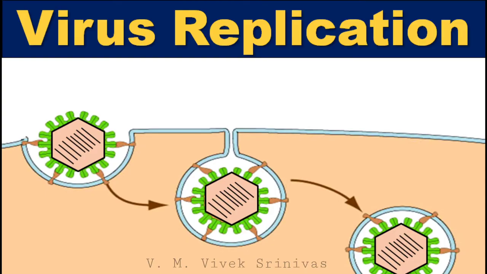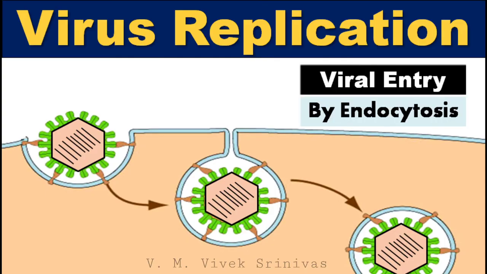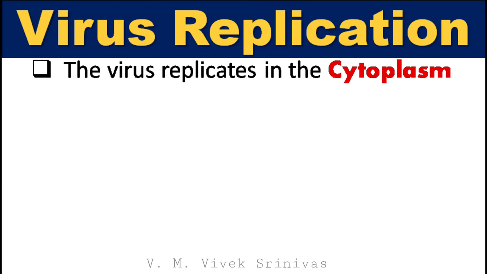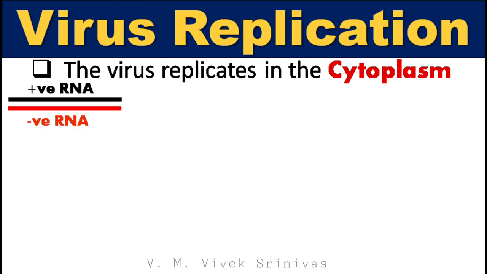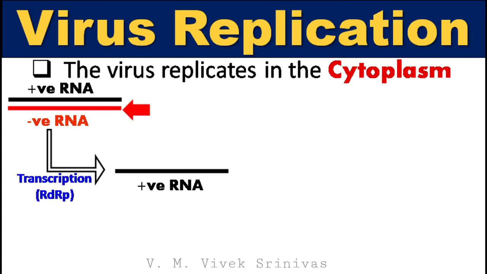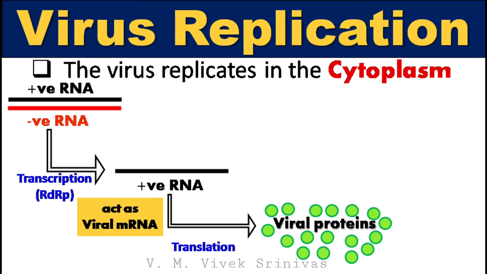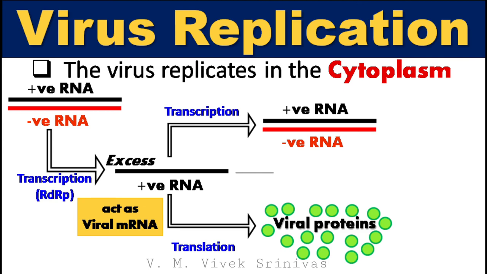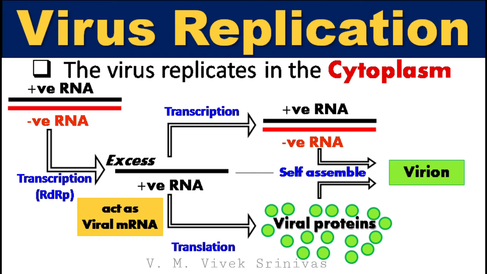Virus replication. This virus enters the host by endocytosis. Following entry, the virus replicates in the cytoplasm. Here, each genome segment is double-stranded RNA. Only the negative sense RNA is transcribed to synthesize the positive sense RNA. This positive sense RNA, which is similar to mRNA, is translated for viral proteins. These positive sense RNAs are synthesized in excess. So, on the other side, these excess positive sense RNAs act as templates for negative sense strand synthesis. Later, these synthesize double-stranded viral RNA, and the translated viral proteins self-assemble to form the virion.